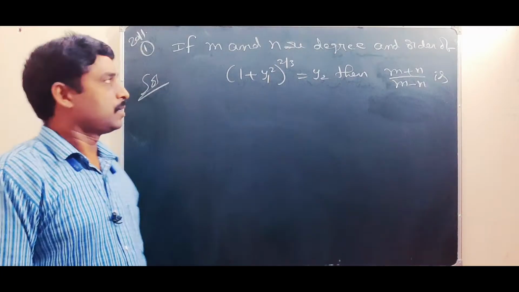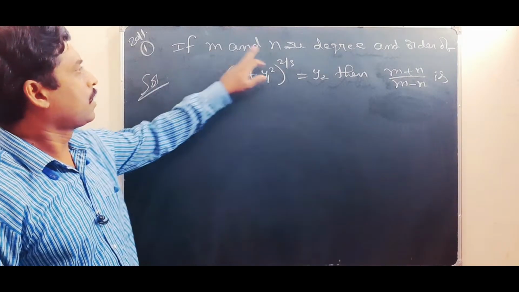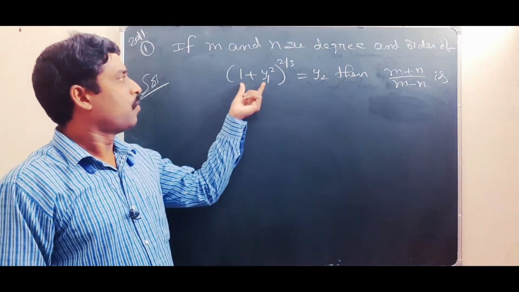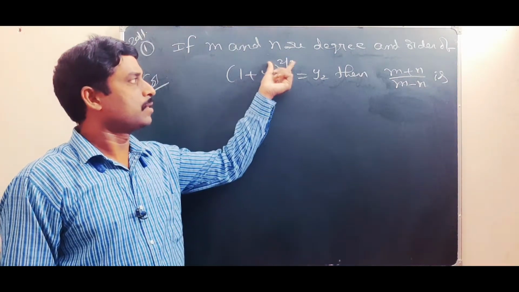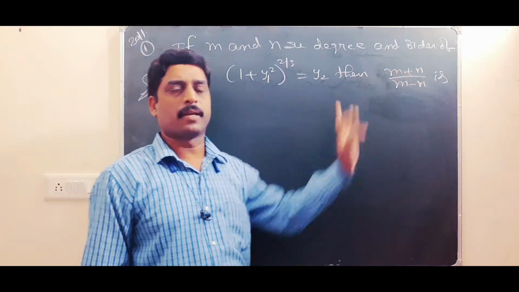Okay, look at the next question. This question is from 2011. If m and n are the degree and order of the differential equation, what is given? (1 + y1²)^(2/3) = y2. Then we have to find (m + n)/(m - n).